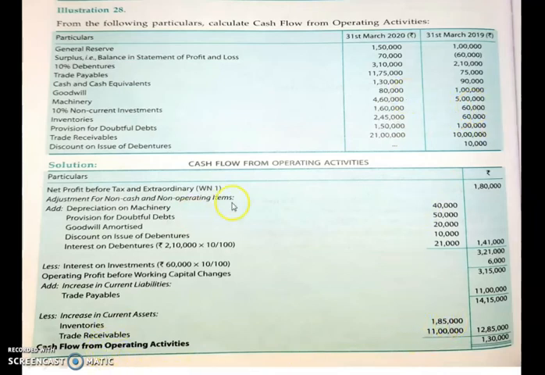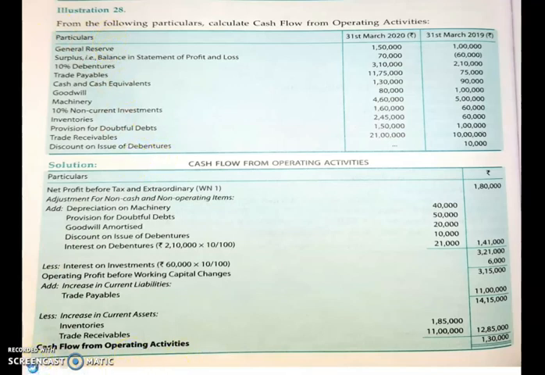Now trade receivables, as I mentioned earlier, are also an asset. So from this 10 lakh, if you subtract 21 lakh, you will get the increase in trade receivables. That also has to be subtracted. Write down trade receivables 11 lakh. Okay, so almost all the items given in the question are done.